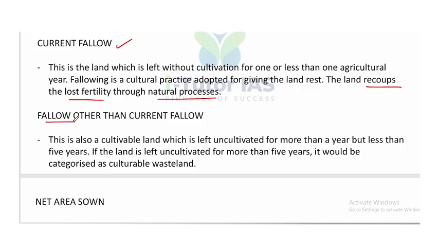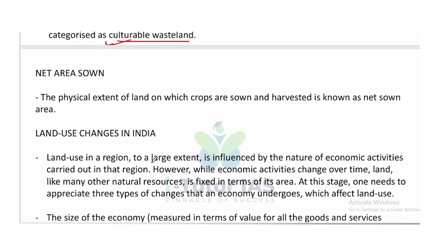Now, fallow other than current fallow. This is also a cultivable land which is left uncultivated for more than a year but less than 5 years. If the land is left uncultivated for more than 5 years, it would be categorized as cultivable wasteland.